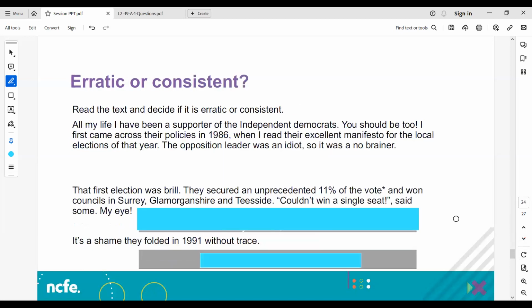So erratic or consistent. All my life, I have been a supporter of the Independent Democrats. You should be too. I first came across their policies in 1986 when I read their excellent manifesto for the local elections of that year. The opposition leader was an idiot, so it was a no-brainer.